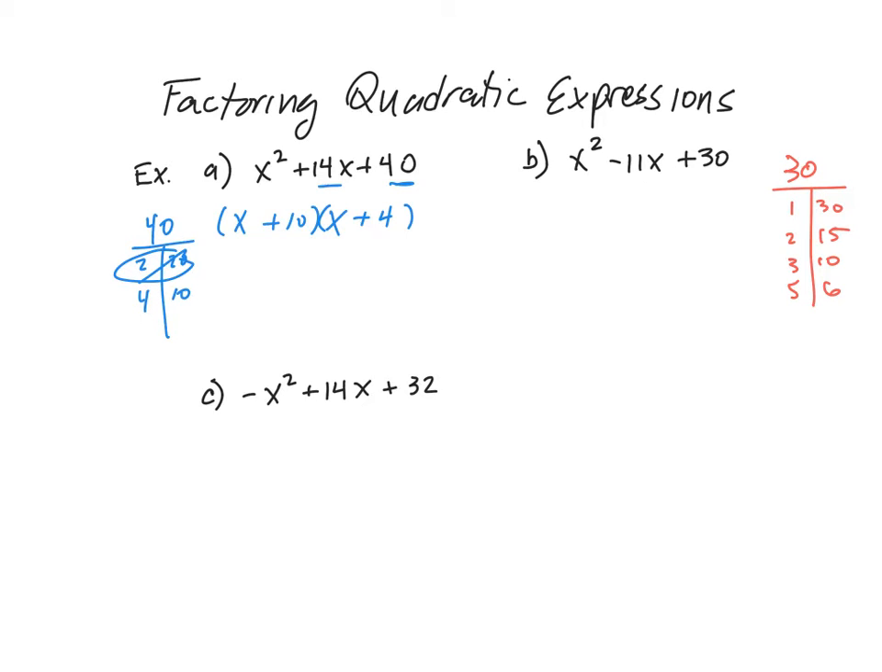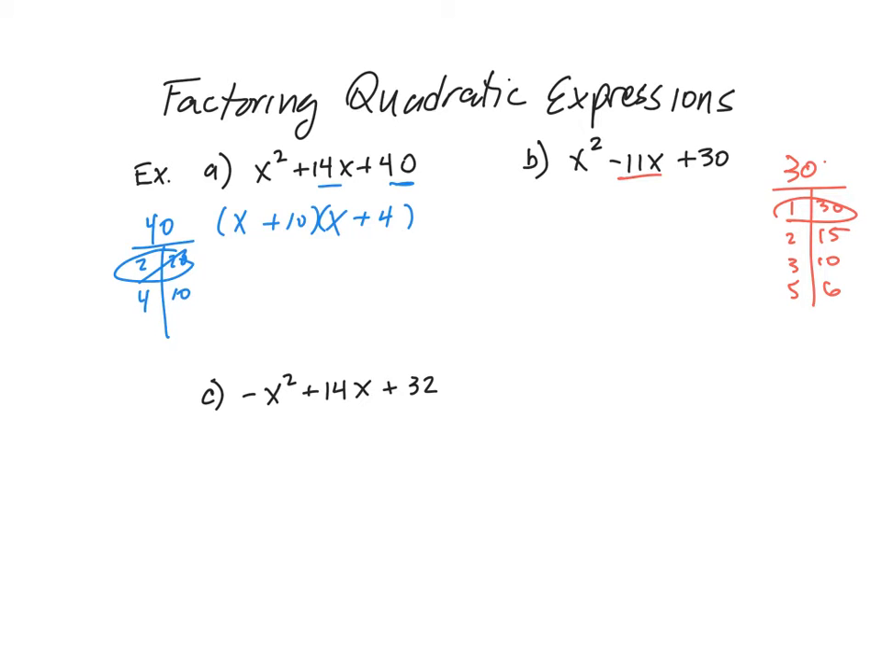Okay, now looking at b, I'm going to factor x squared minus 11x plus 30. I've identified here the factors of 30, which were 1 and 30, 2 and 15, 3 and 10, and 5 and 6. But when I combine any of those, that becomes a positive number. 30 plus 1 is 31. And if you notice, the b value is a negative number. So I need to remember that not only is a positive times a positive going to equal 30, but a negative times a negative is also going to equal 30.